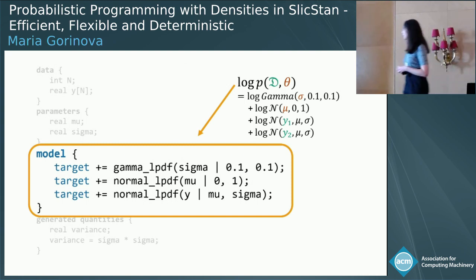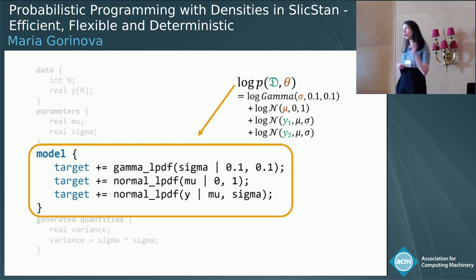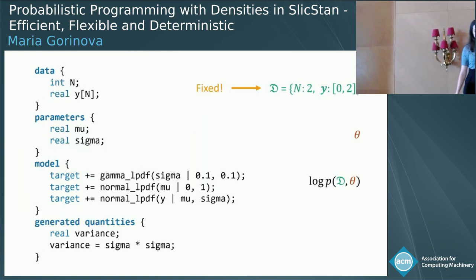And now what's that? Here, target is a reserved variable which holds the value of the log joint density on data and parameters evaluated at a particular point of the parameter space. What do I mean? Let's see an example. Well, we have fixed data. We've inputted it. We've observed this data, so it's fixed.